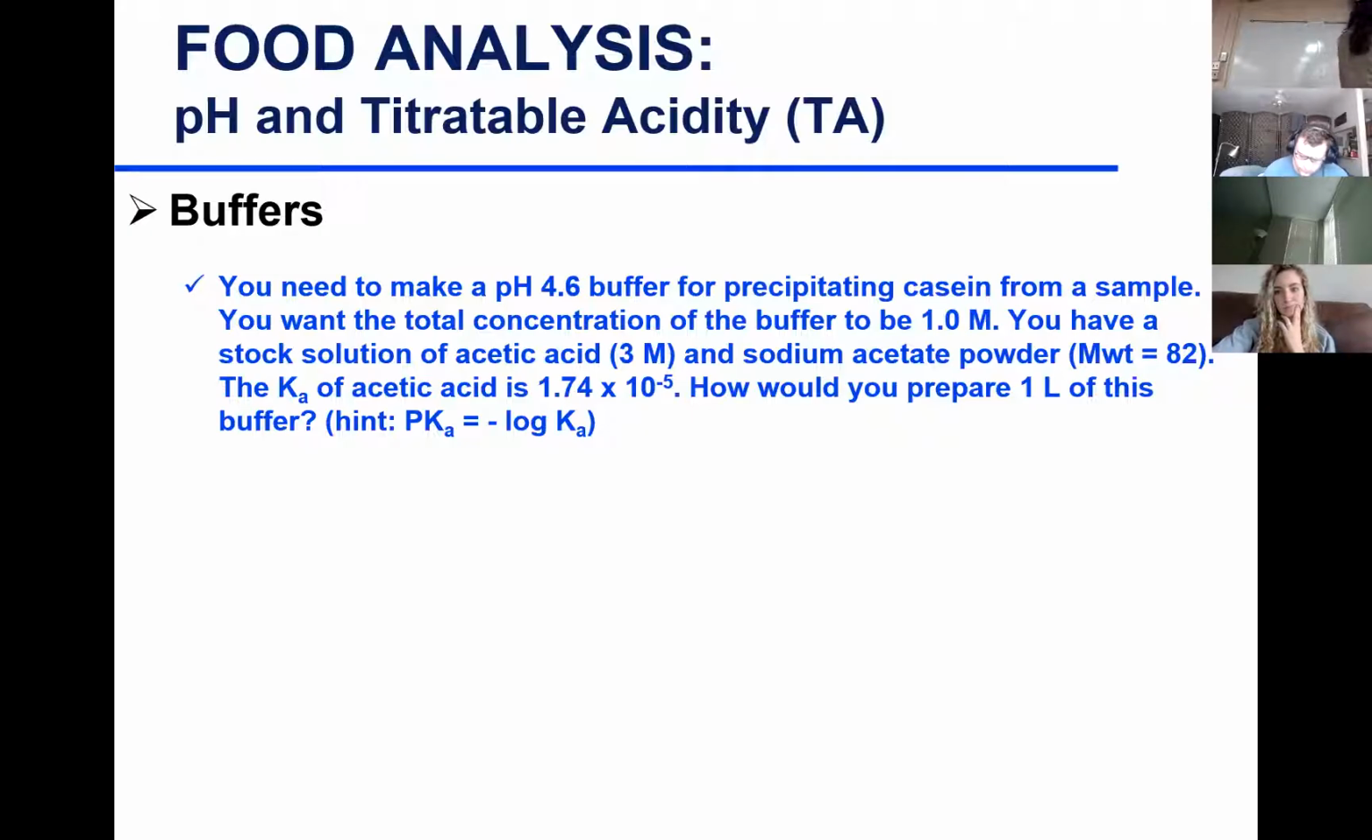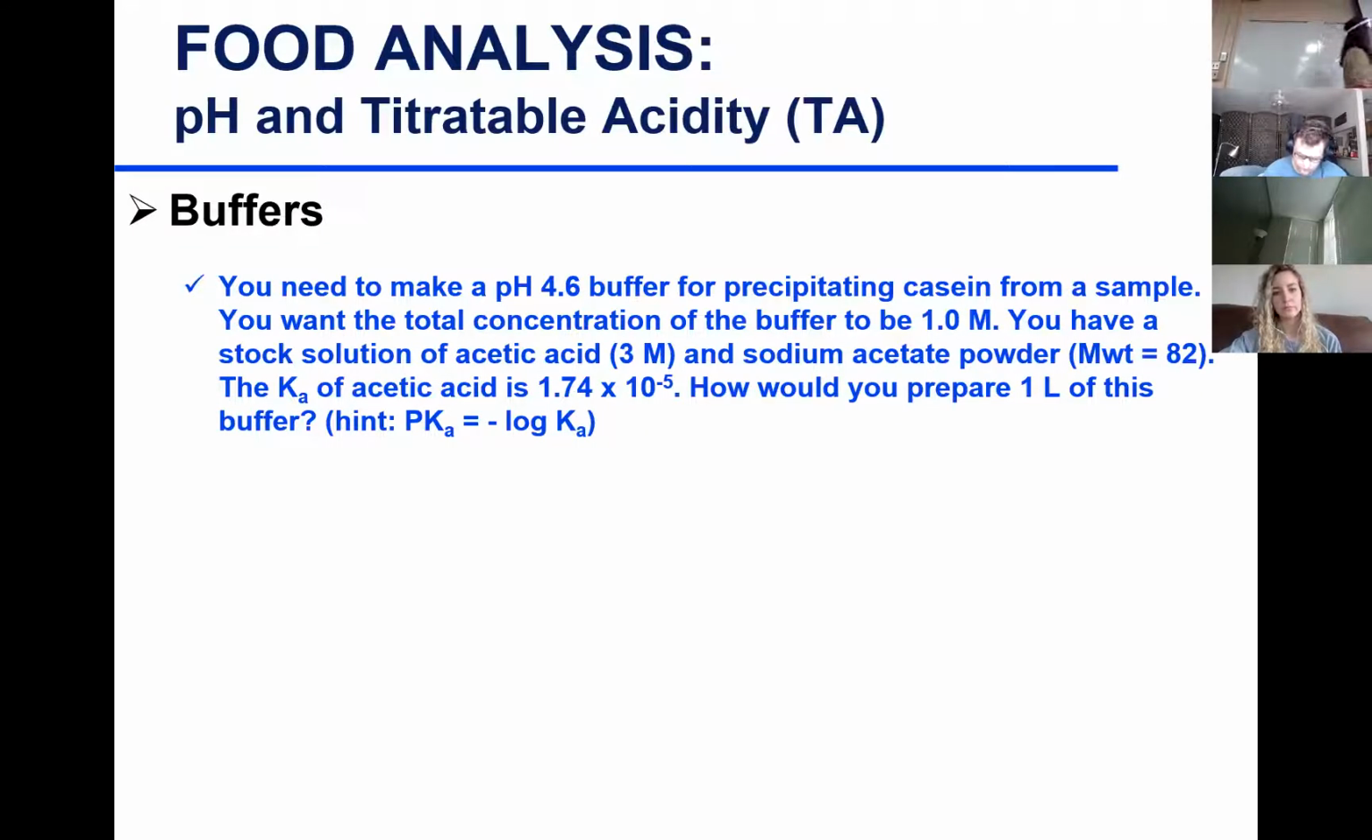You want the total concentration of the buffer to be 1 molar. These 2 are very important givens. First, the pH. Second, what's the concentration you're after? Your concentration is 1 molar. Okay. You're going to use an acetic acid buffer. Why? Because that buffer works in this pH range. So I need to prepare a buffer that has the acid and the salt in it. I need the acetic acid and I need the sodium acetate, which is the salt of that acid.